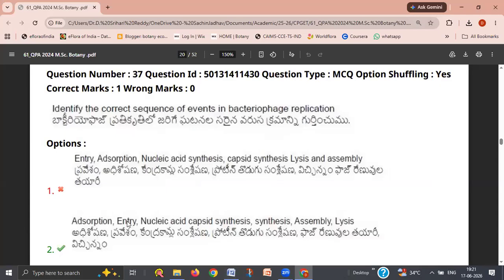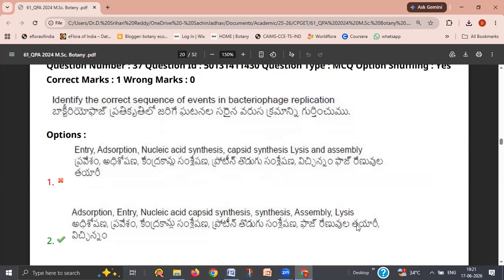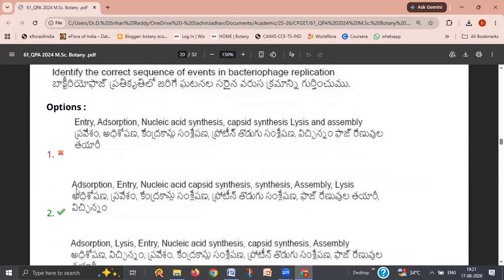So this is the right option: adsorption, entry, nucleic acid and capsid synthesis, assembly, and lysis. So these are the right steps, the sequence of all these.